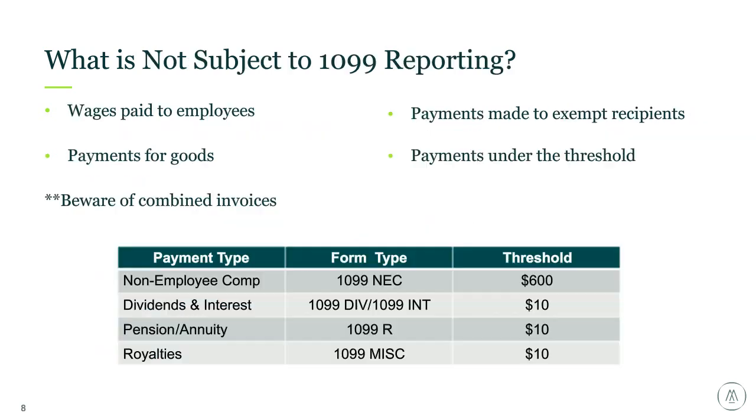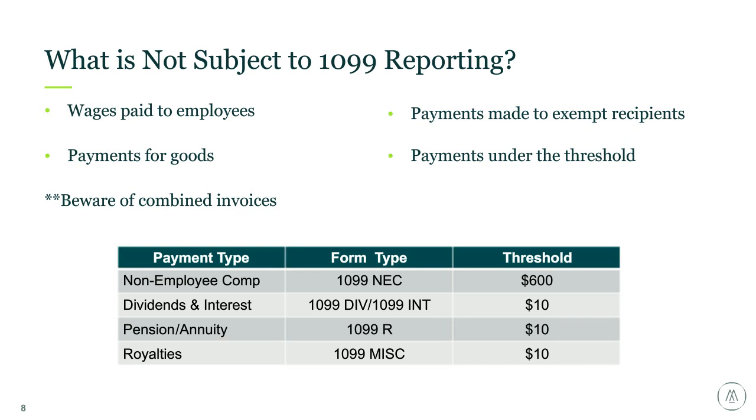Since that is quite comprehensive, sometimes it's easier to talk about what you wouldn't report. Wages paid to employees: you're going to do your W-2 reporting for those. If you are making payments to employees, you shouldn't also be 1099 reporting them. Payments for goods, as I mentioned earlier: if you're buying pencils from Staples, that's not subject to 1099 reporting.